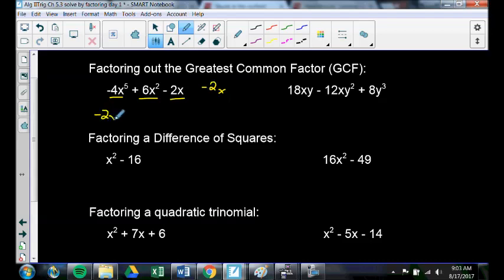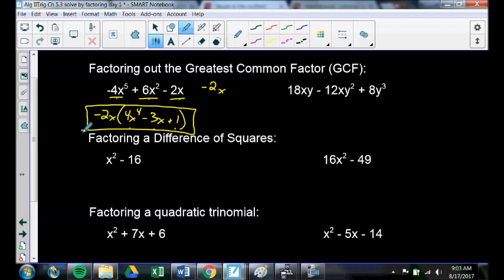So I pull out a negative 2x, and that leaves me with 4x to the 4th minus 3x plus 1. I'm dividing everything by negative 2x. So this got divided by negative 2x, as did this, and that left me with these three things. So this is me factoring out the greatest common factor. You should always try to do that first. Whenever you are factoring, pull out a greatest common factor.